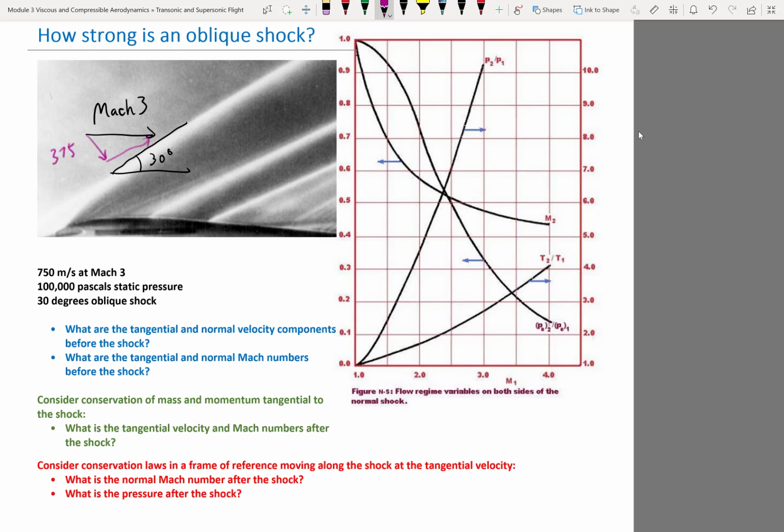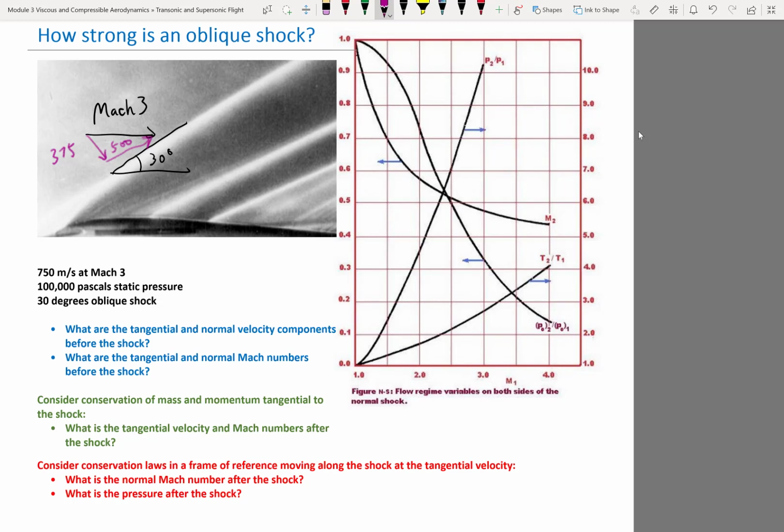The normal velocity is 375 meters per second, right? And then the tangential velocity is the cosine of 30 degrees times the velocity, so we need the square root of 3. You don't have to use a calculator even. What is the tangential velocity? About 500. All right, let's just say 500.